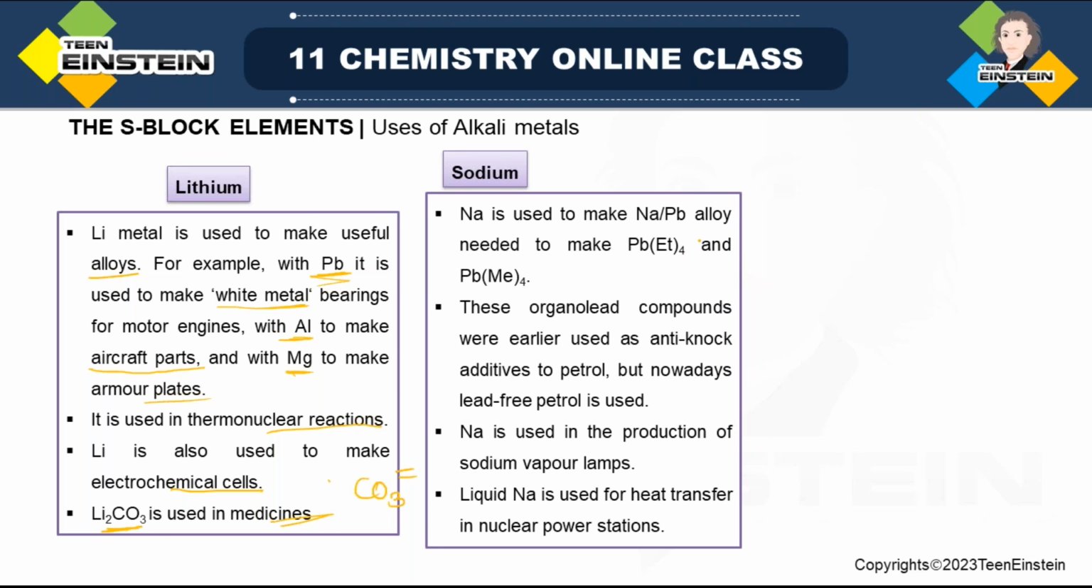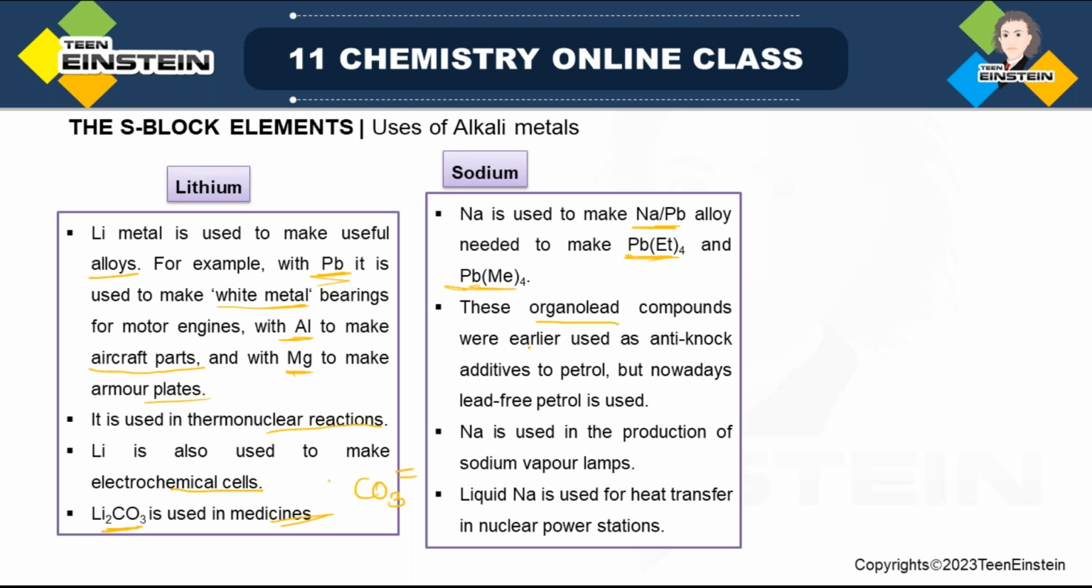Sodium is used to make sodium-lead alloy, just like lithium. This alloy is used to make PbEt4 and PbMe4. That is, a metal with some hydrocarbon part. So this is called organolead. The term organo comes from the carbon-hydrogen combination, that is, the ethyl or methyl group, which is organic chemistry. We use the term ethyl or methyl, that is why we are calling it organolead.